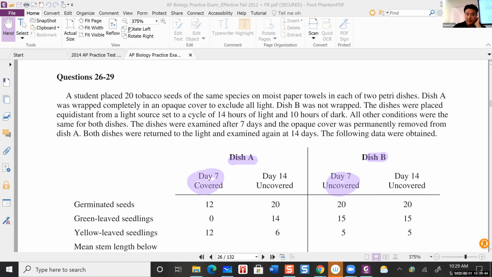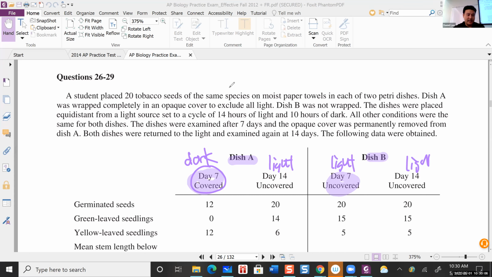The data were obtained, yeah? So it's kind of weird to look at the data right now, but you can see it's the effect of light. This is dark, okay? And this is light, right? And this is light and light, okay? So now this is about seed germination. So somehow the AB Bio people are fascinated with germinating seed.